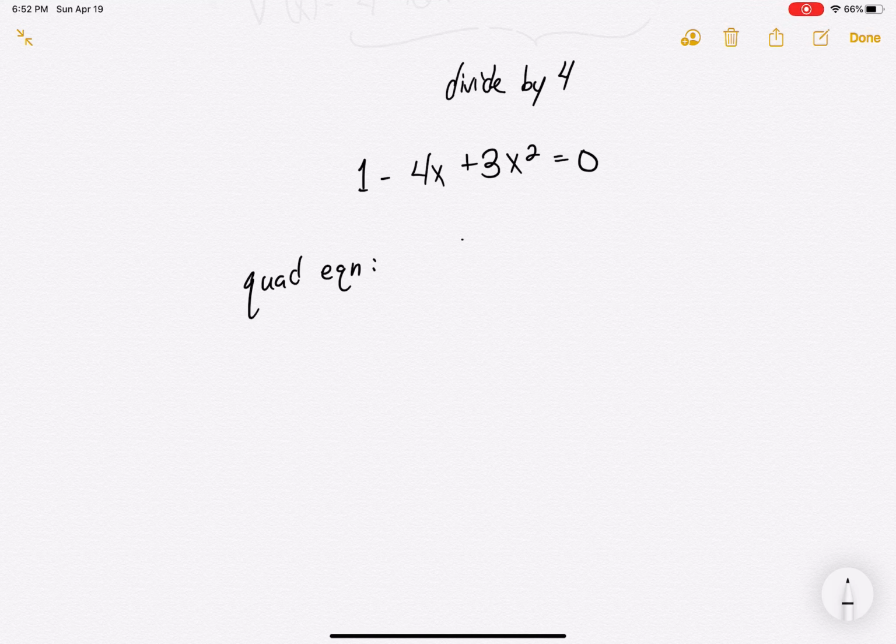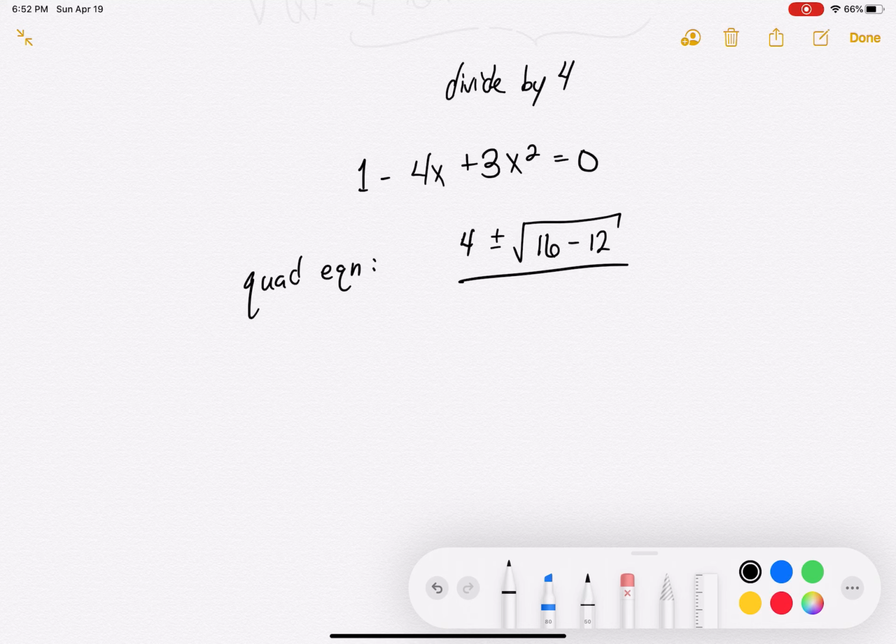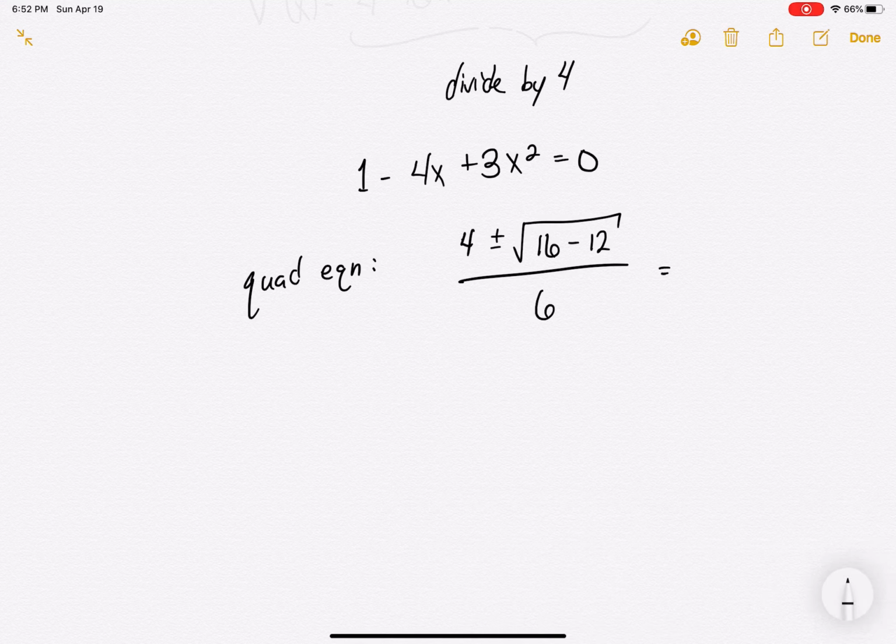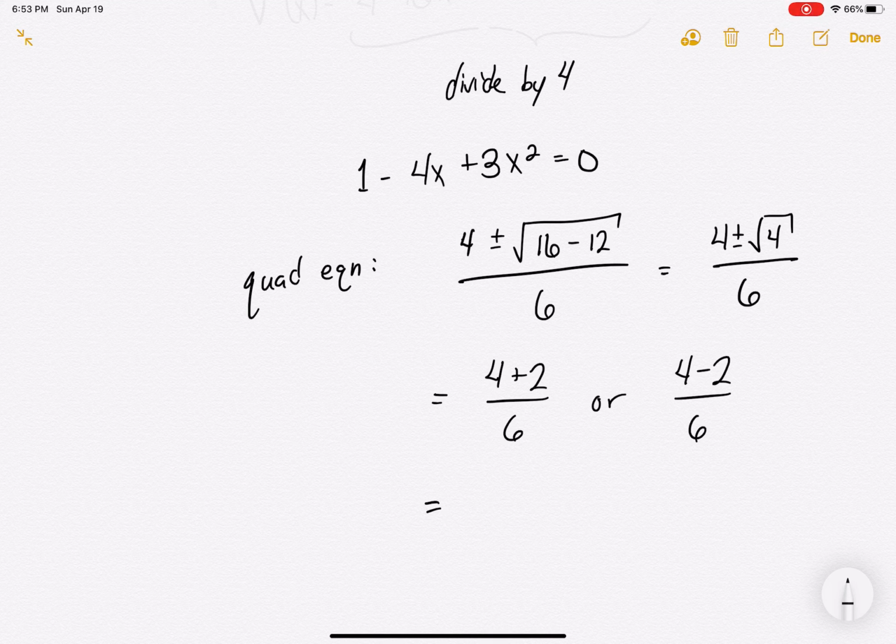Negative b. Now, I've written it backwards, so don't get screwed up because of that. Negative b is 4 plus or minus the square root of b squared, which is 16, minus 4ac, which is 4 times 3 times 1, or 12, all over 2a. Remember, my a is the term with x squared, so it's 2 times 3. This is a 6 here. This is 4 plus or minus the square root of 4, divided by 6. I get 4 plus 2 over 6, or 4 minus 2 over 6. So what is that? That's either 1 or 1/3.